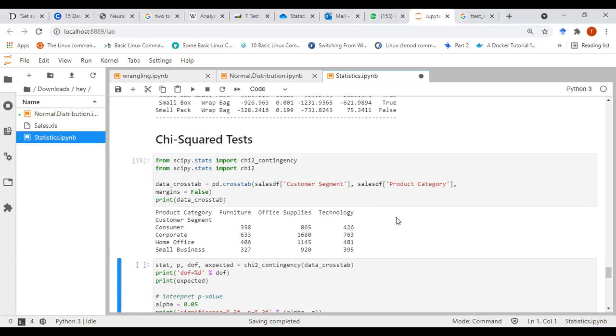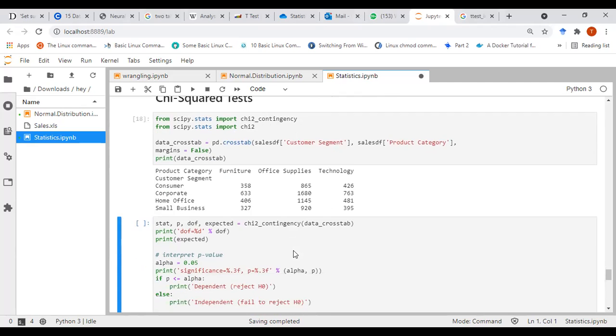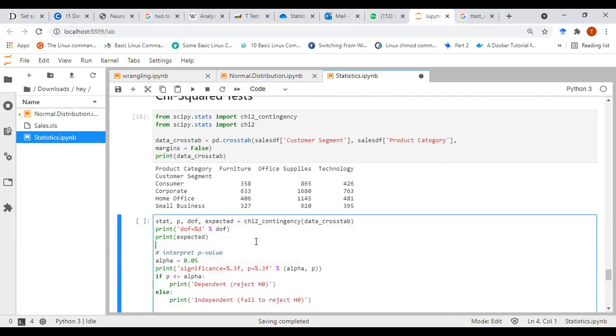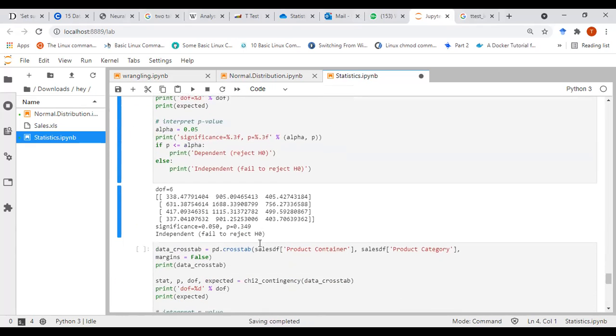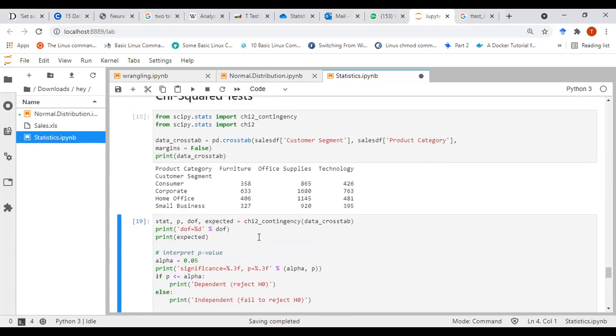That's the null hypothesis. But the alternate hypothesis is that home office people bought furniture, small business people bought something else. That thing. So if I conduct this test, let's see what the answer is. So we fail to reject the null hypothesis. So there is no significant difference. I can't say that the customer segment is varying across the product categories.